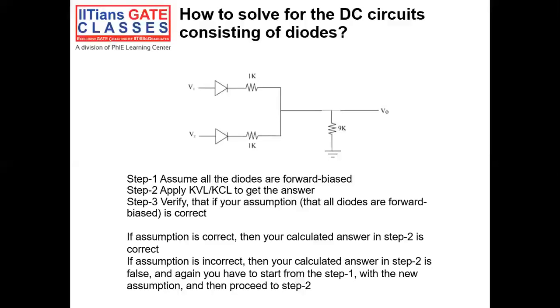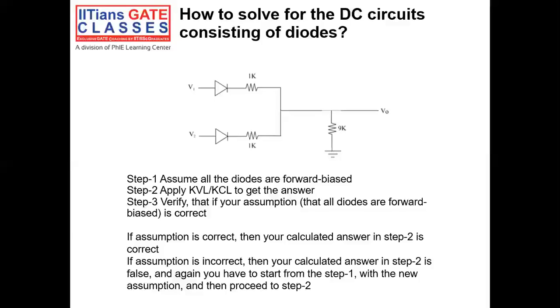Whenever you see a question of the type diodes at DC in the GATE exam, the first step is always that you assume that all the diodes are forward biased. Then in step 2, after considering that all the diodes are forward biased, you have to apply KVL or KCL or any other network theorem that you have learned so far in network theory. You have to apply any of those techniques to calculate the answer. Once you calculate the answer, step 2 will be over. Then you have to go ahead to step 3.